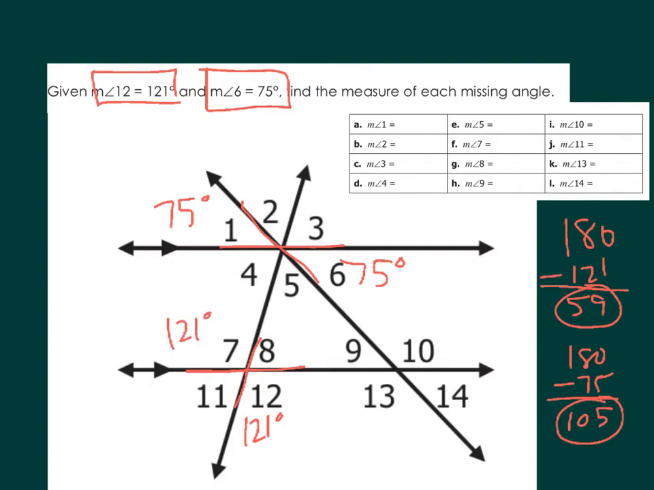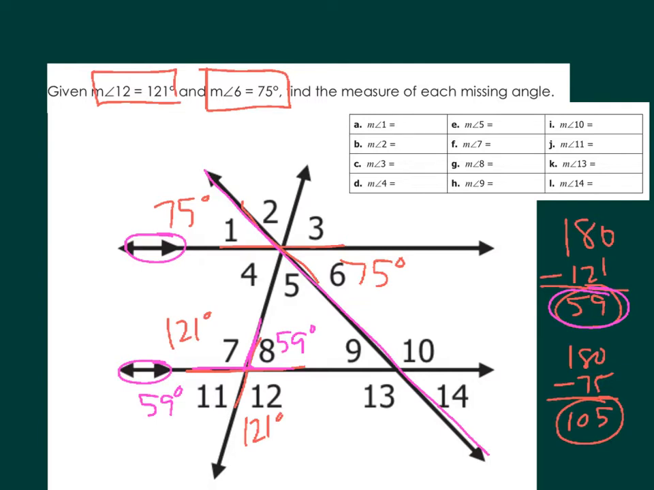Then I notice that 7 and 8 right here are a linear pair, so 180 minus the 121, we already did that over here, that's 59, and 11 and 12 are a linear pair, or 11 and 8 are vertical. Either way, that's 59 degrees. Now I noticed that I have the extra set of arrows here, which means that these are parallel lines. So this line here is a transversal.